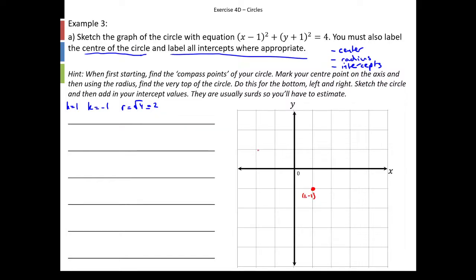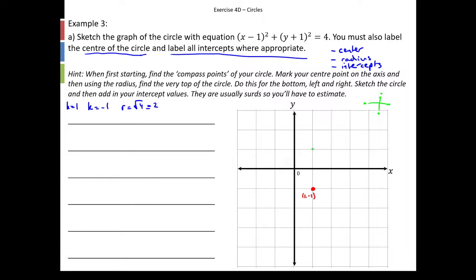Our radius is 2. That means every point on this circle needs to be 2 away from that. So what we can do, just like it says up here, is find our compass points. We're going to find the north point, the east point, the south point, the west point, or the top, right side, bottom, left, just by going up 2, across 2, down 2, and left 2.